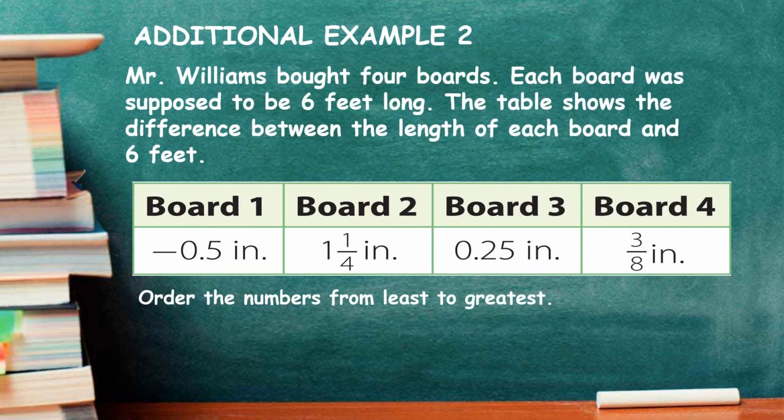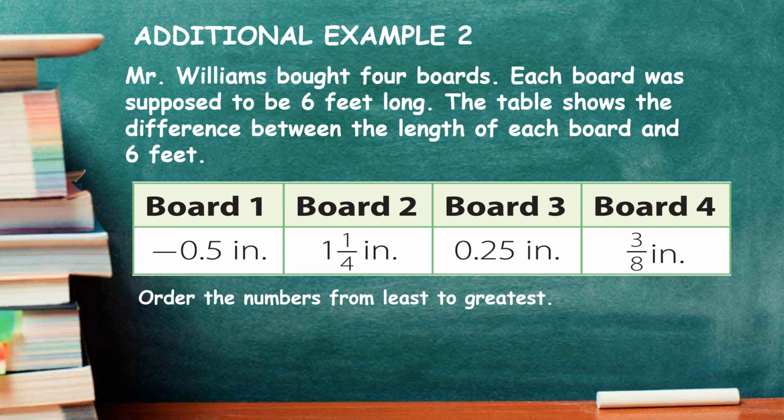Okay, ito pa. Let's have now the word problem. Mr. Williams bought 4 boards. Each board was supposed to be 6 feet long. The table shows the difference between the length of each board and 6 feet. Ayan, may difference ang bawat board ng 4 na boards. So, yung nakalagay dito sa board 1 ay negative 5 tenths inches, 1 and 1/4 inches, 25 hundredths inches, 3/8 inches.